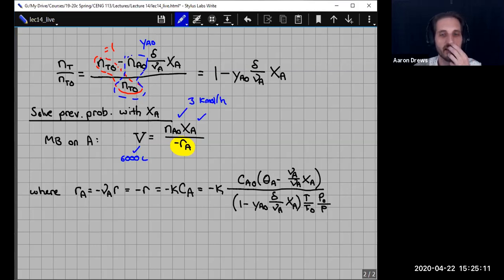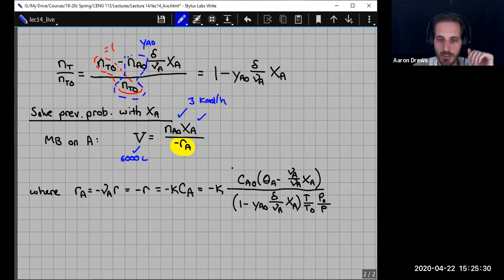Right? Think for a moment if it was C_A times C_B, right? It would be this times another one that looks like that. If it was reversible and it was like C_A times C_B minus C_C times C_D over K_C, this gets really lengthy.